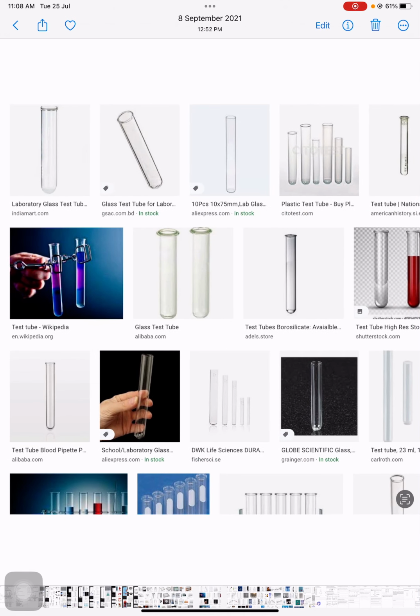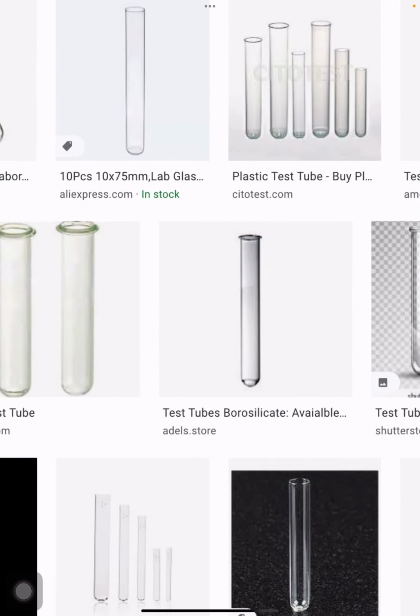There is another apparatus which is called the boiling tube as well, guys. Here there is a test tube. You can see that a test tube is used basically for the performance of small scale experiments. Test tubes are mostly made up of glass, but they can be made up of plastic as well. There are different types of test tubes depending upon the use. Mostly they are of the standard size. This is the standard size test tube.